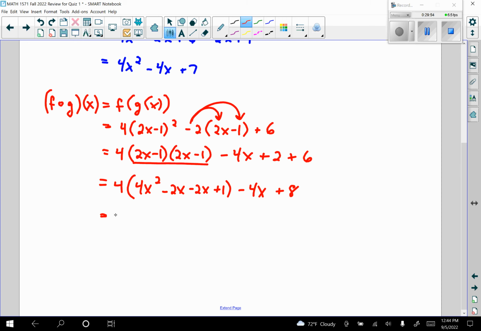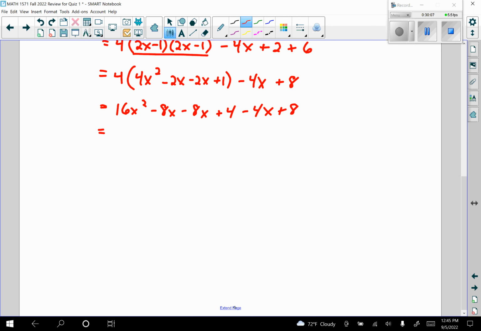Next, I want to distribute the 4. So we'll get 16x squared minus 8x minus 8x, or you can combine those two. And we have a plus 4 minus 4x plus 8. So combining our like terms, we end up with 16x squared. These two right here will give me a minus 16x, minus a 4x is a minus 20x. And then 4 plus 8 will give me 12.